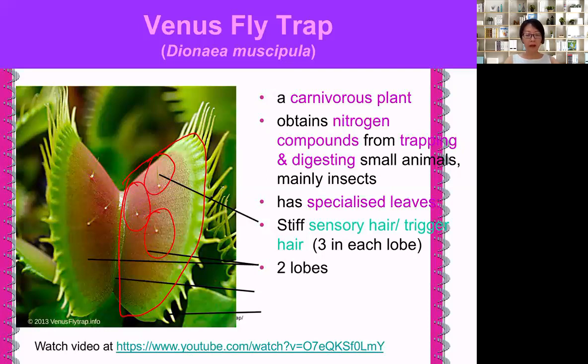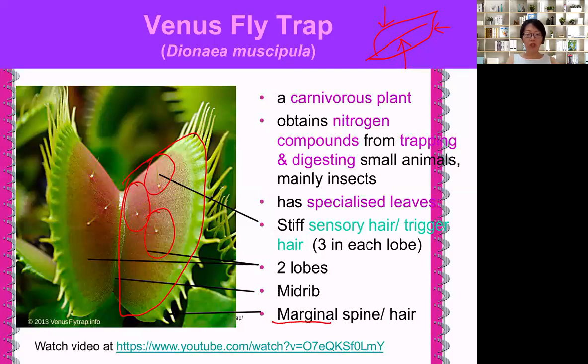And then the trap is made up of two lobes. In the center of the trap is called the mid-rib. Mid-rib usually is the center of the leaf, right? So this center of the leaf is called the mid-rib, meaning middle rib cage. And the side of the leaf, this one here, is called the margin.